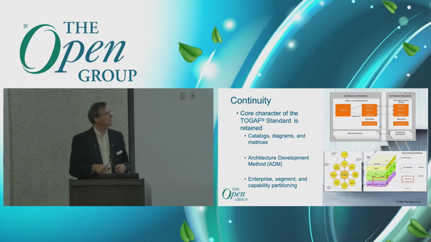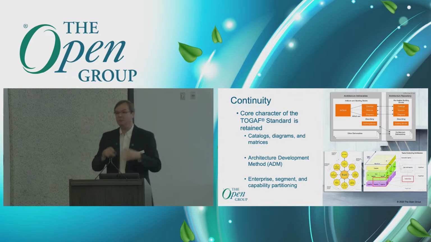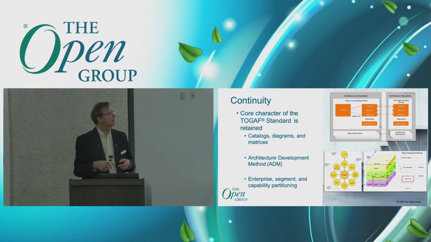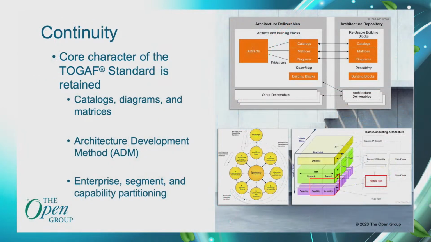One thing that we wanted to do with the standard as we came along to the 10th edition was to ensure continuity. So if you're familiar with the version 9 standard, 9.2, you will recognize a lot of the content. You will see things such as the catalogs, matrices, and diagrams. You'll recognize obviously the architecture development method, the crop circle, the partitioning models. All those things are brought forward, and those are in the fundamental content.